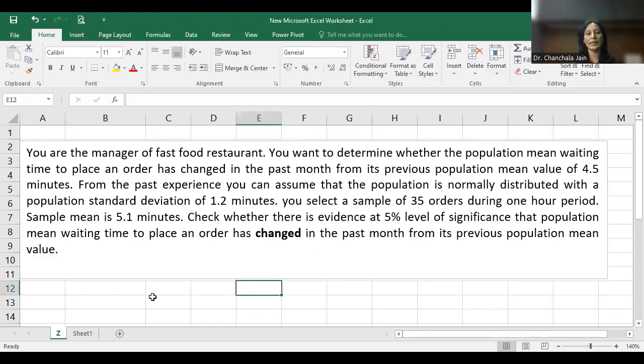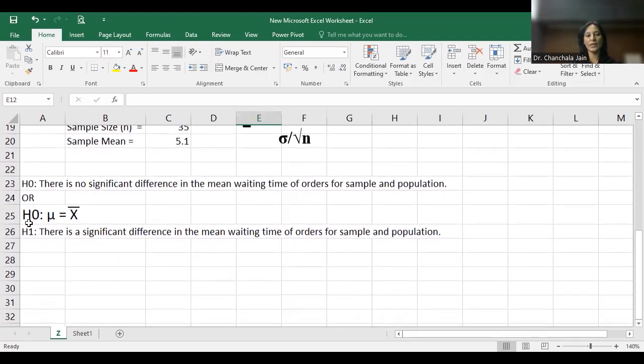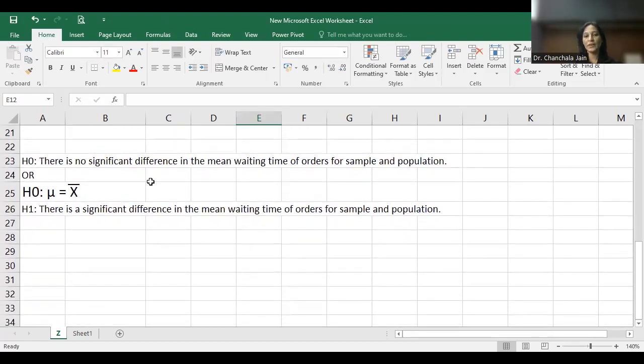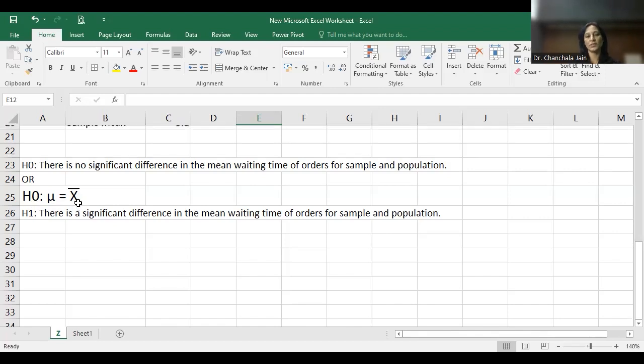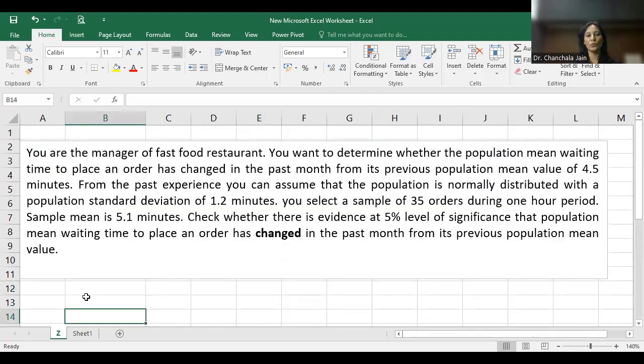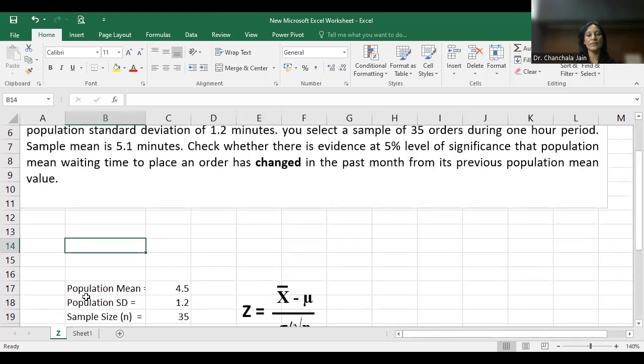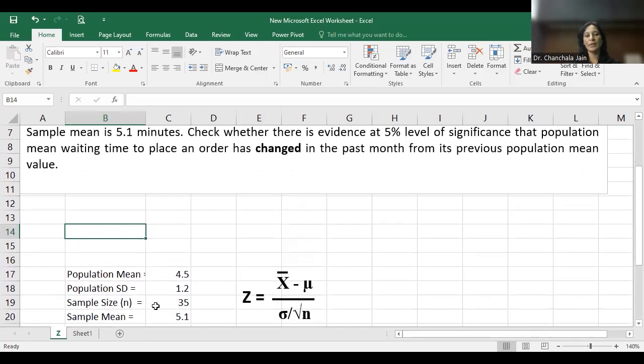Now I will first write down the hypothesis. The null hypothesis is that there is no significant difference in the mean waiting time of orders for the sample and population. We can also write this in symbol form, that is H0: mu equals X bar. Alternatively, there is a significant difference in the mean waiting order time for the sample and the population. Now, the things given to us in this problem are: population mean 4.5, population standard deviation 1.2, sample size 35 and sample mean 5.1.